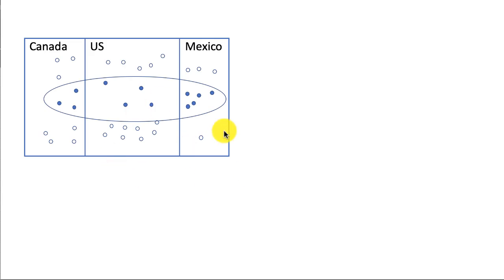Again, you've got a set of people, some of whom are buyers, the ones with filled circles, and some of whom are non-buyers, the ones with unfilled circles. Now, apart from breaking people into buyers and non-buyers, we also have another category, which is the country to which a person belongs. So we've got two intersecting categories: buyer, non-buyer, and Canada, US, or Mexico, the country to which somebody belongs.